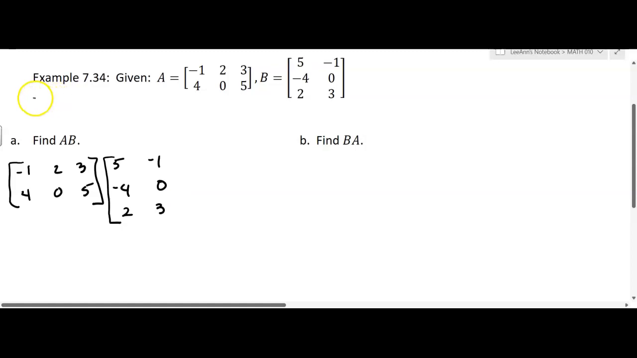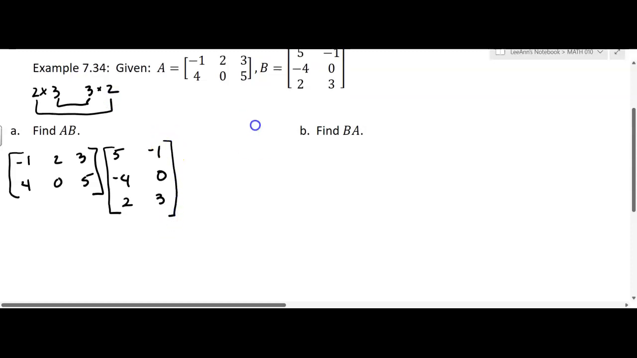Now, we have a 2 by 3 times a 3 by 2. Okay, so those match, great. Our answer is going to be a 2 by 2. Okay, so let's keep that in mind.